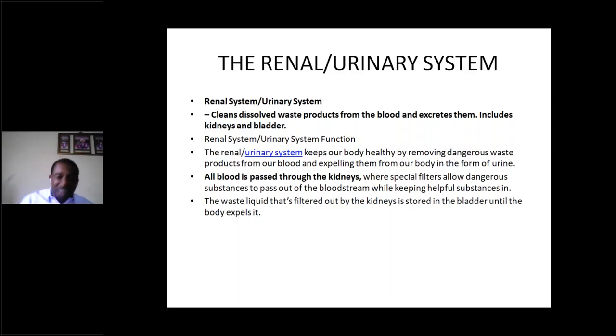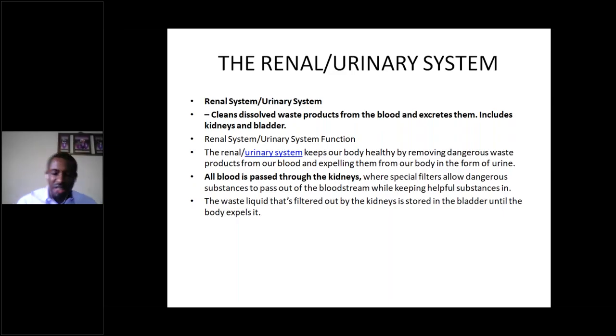So all the blood passes through the kidney. When it's passing through the kidney, there's a filtration system. You see the glomerulus, the kidney nephron. So there is a system where all those unnecessary things are filtered off and the clean blood continues going. The waste liquid that is filtered out of the kidney will now be stored in your bladder until the body is willing to remove it.